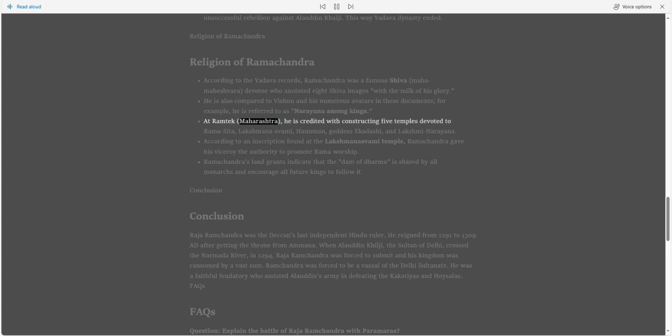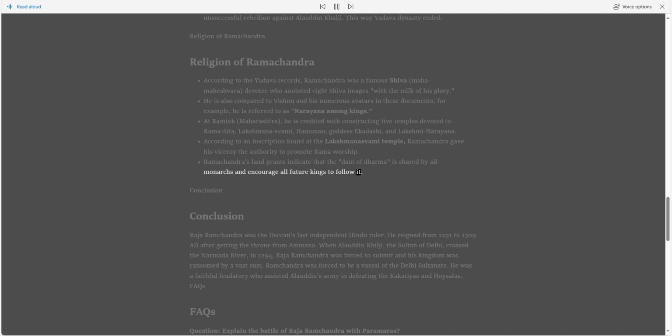At Ramtek, Maharashtra, he is credited with constructing 5 temples devoted to Ramasita, Lakshmanaswamy, Hanuman, Goddess Ekadashi, and Lakshmi Narayana. According to an inscription found at the Lakshmanaswamy temple, Ramachandra gave his viceroy the authority to promote Rama worship. Ramachandra's land grants indicate that the dam of Dharma is shared by all monarchs and encourage all future kings to follow it.